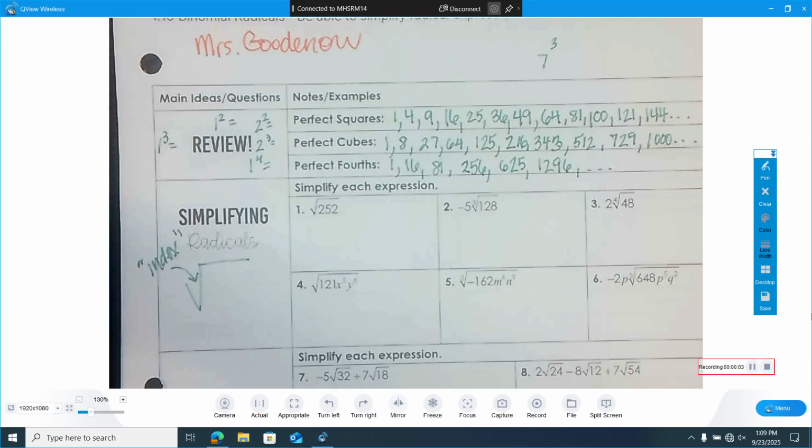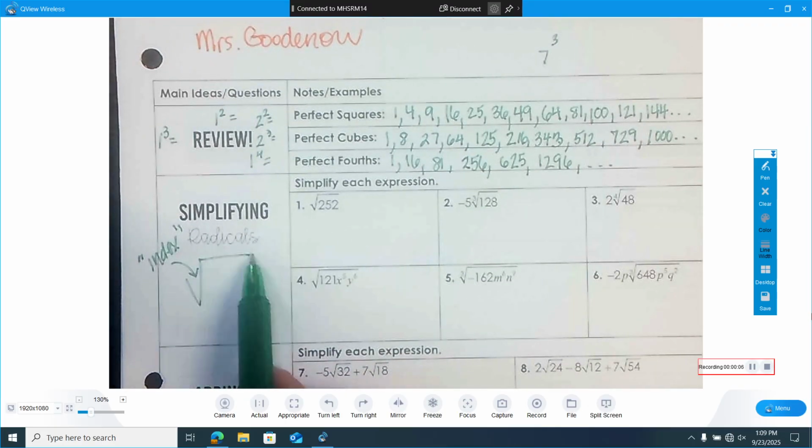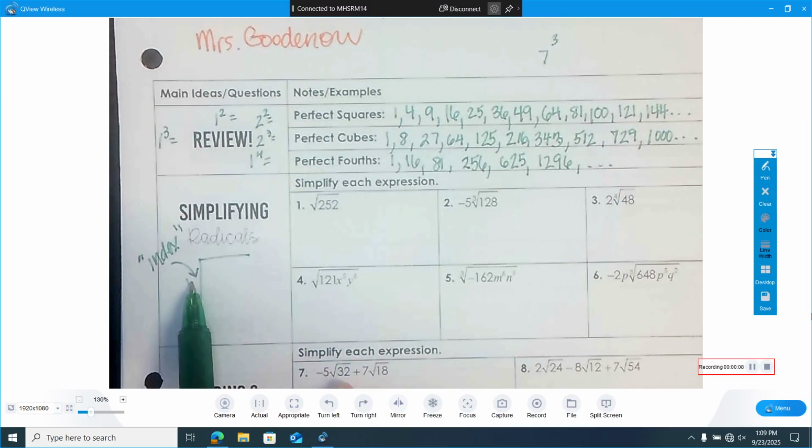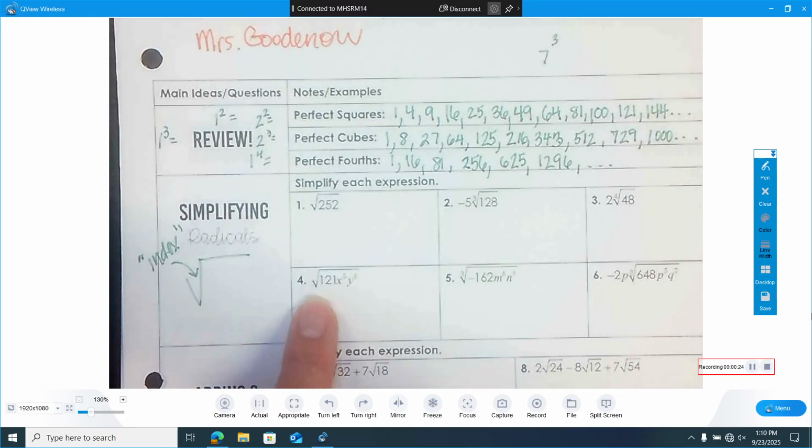Okay, so on a radical, the number inside the elbow is called the index, and it's important to pay very close attention to that number. And there are lots and lots of ways to simplify radicals, so I'm going to show you 2 ways. And I'm going to start here actually with number 4.